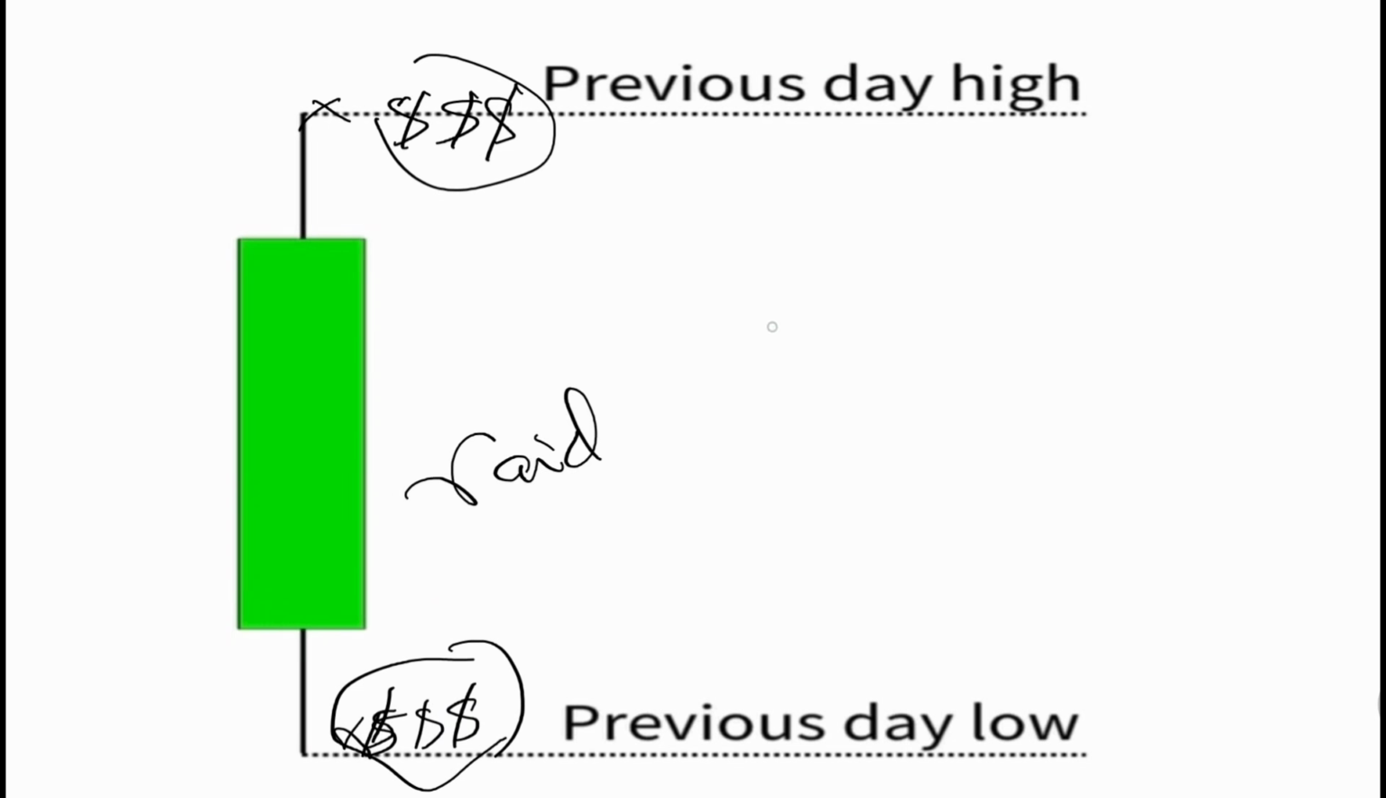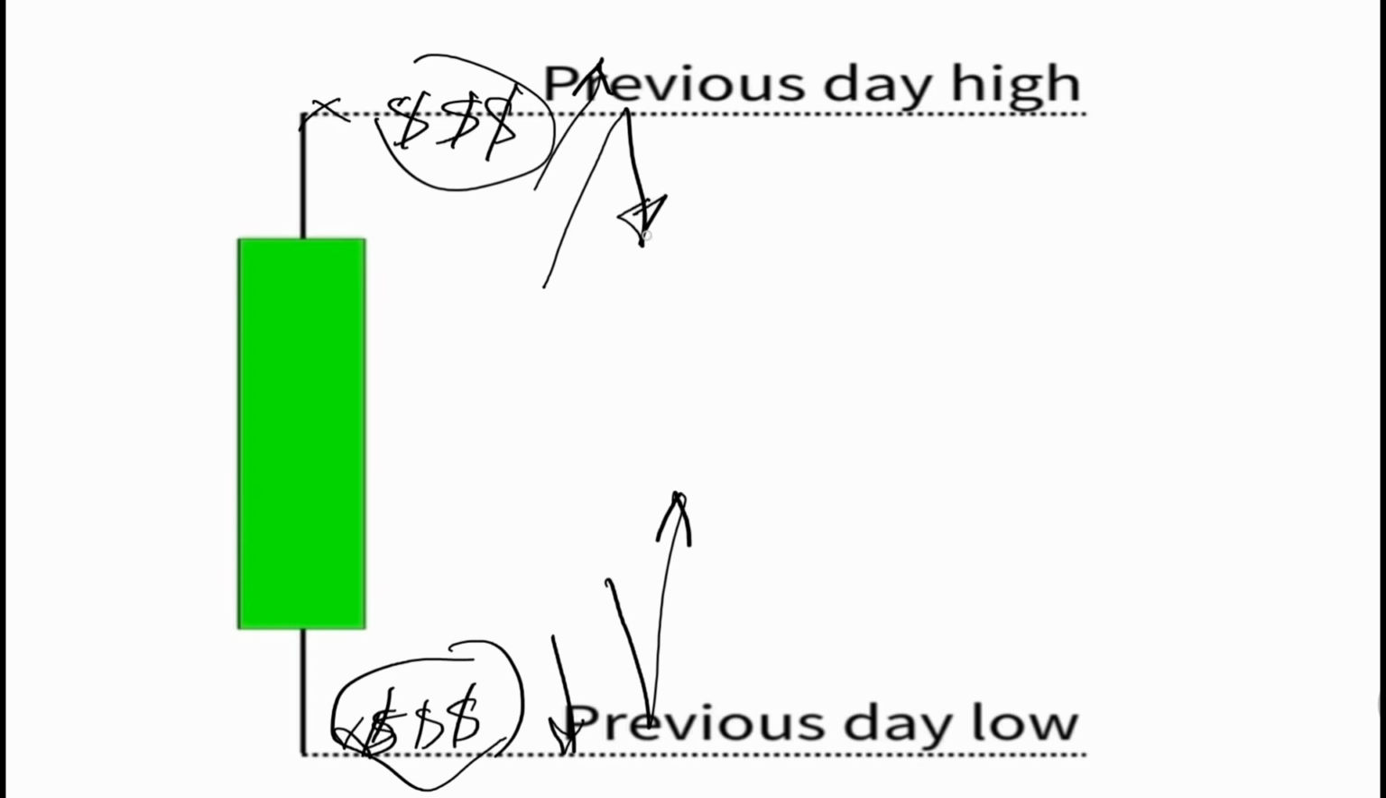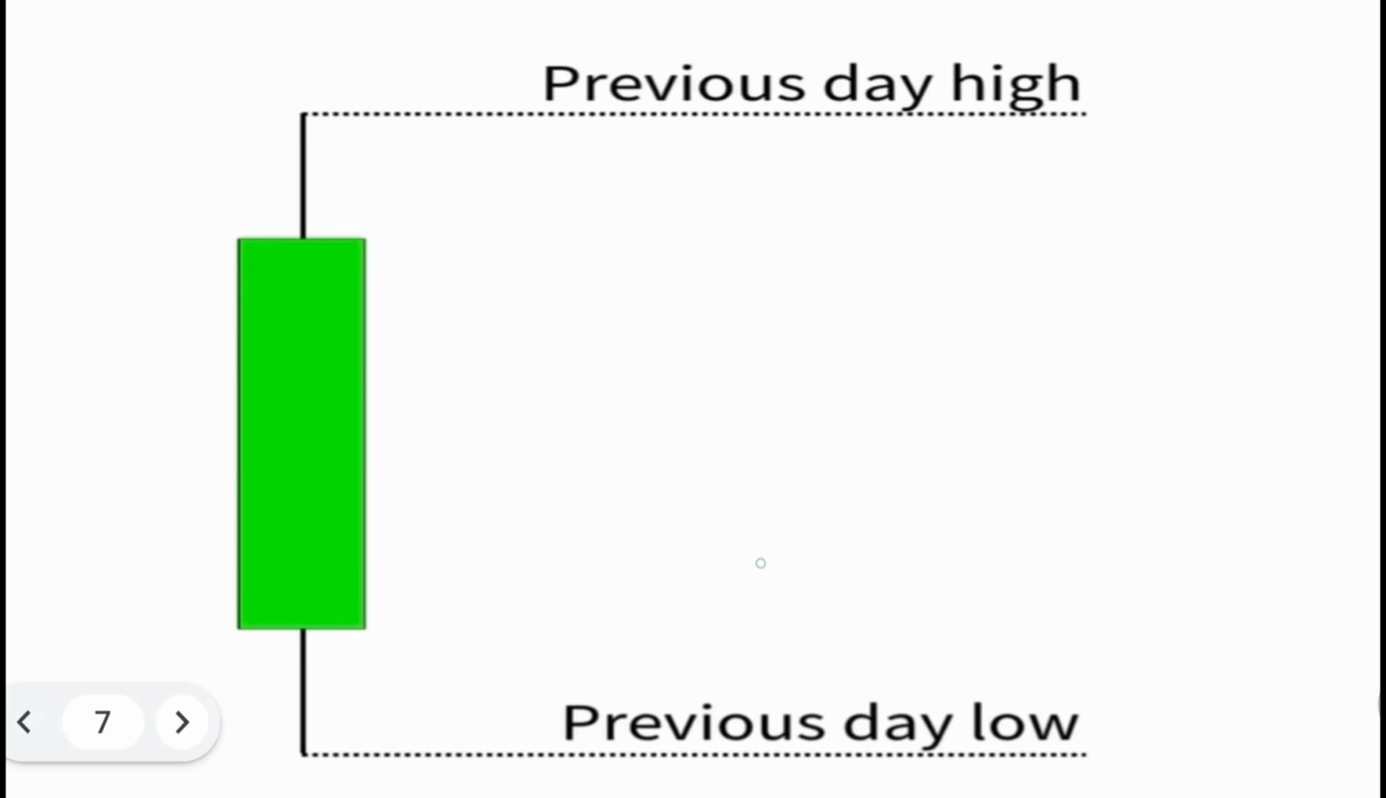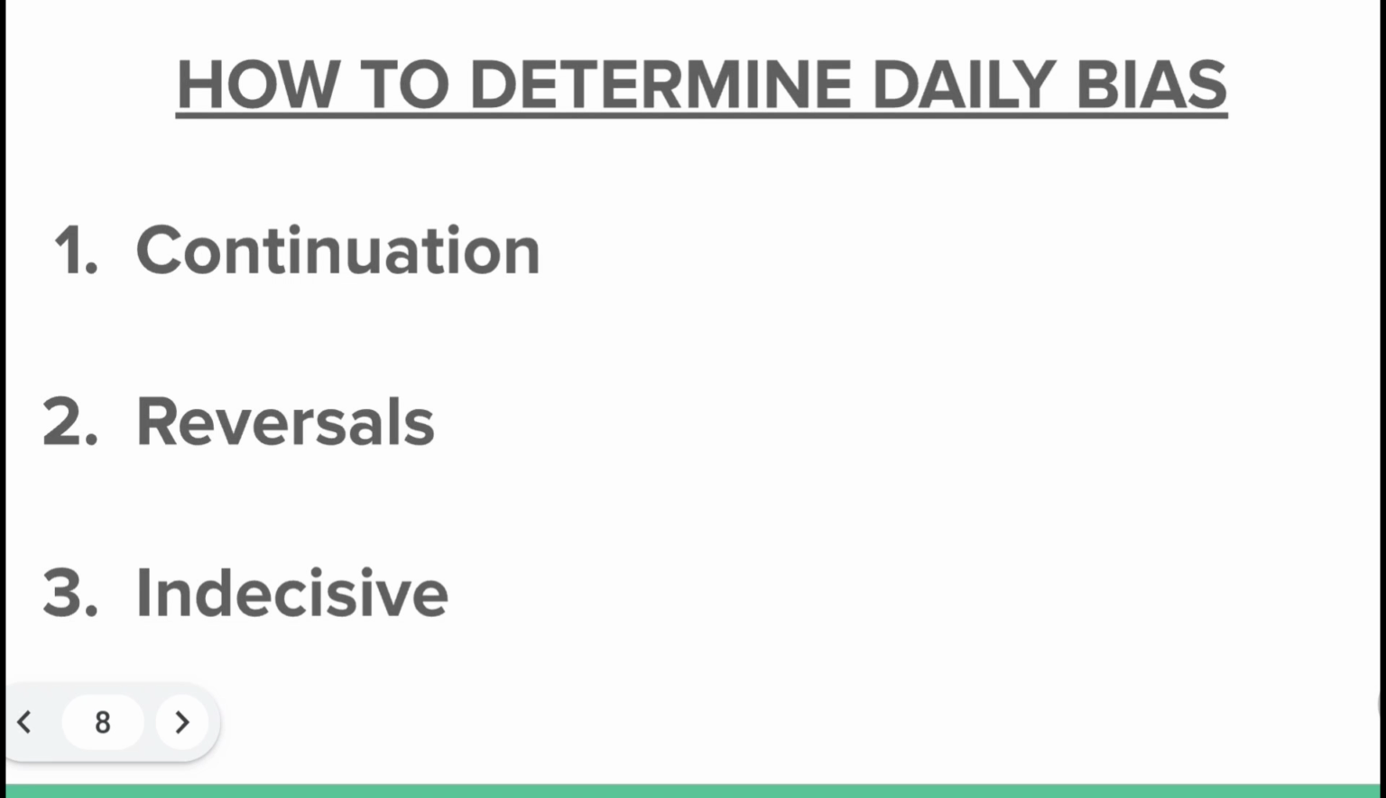Once this liquidity is raided, they will do one of two things. They will either continue in that direction, breaking the previous day's high or the previous day's low, or they can reverse the market. But liquidity is most times swept, retailer stop losses are swept, before the reversal or the continuation in that direction. So you need to understand the previous day's high and low.